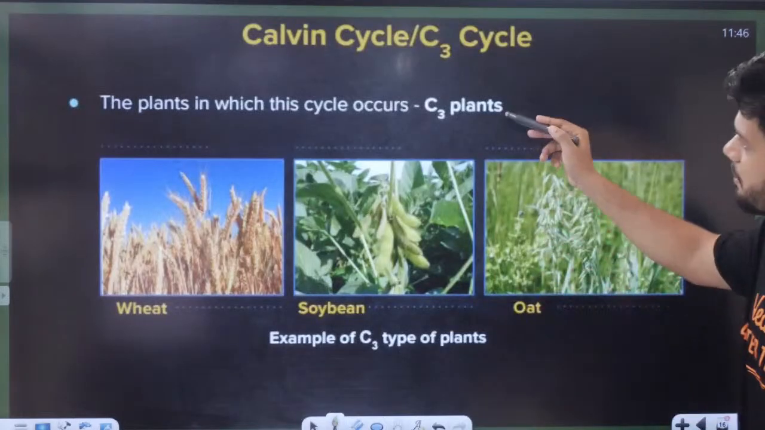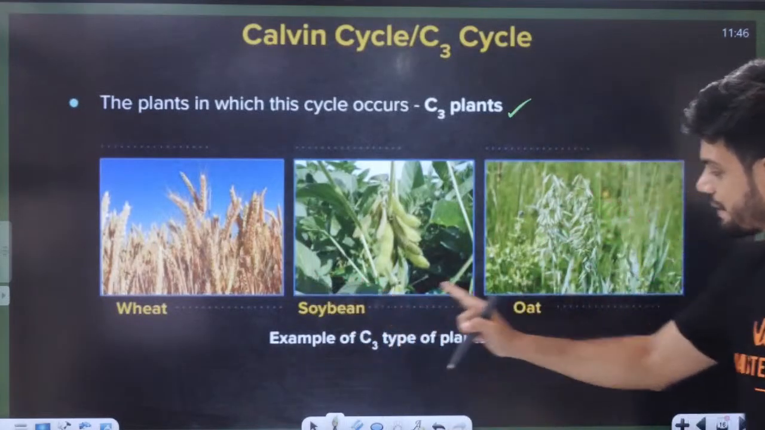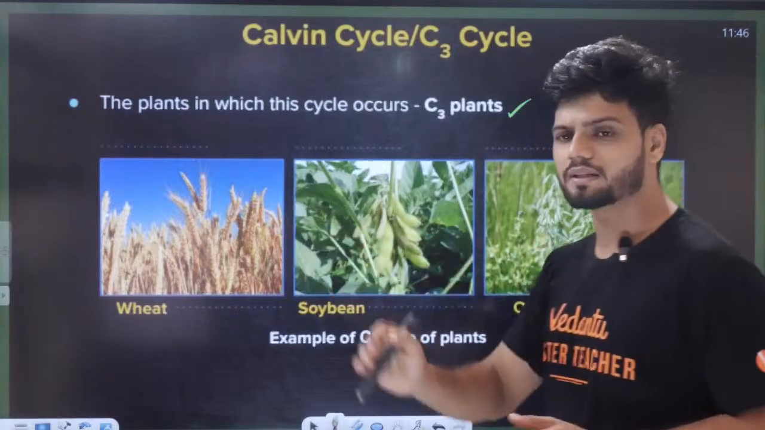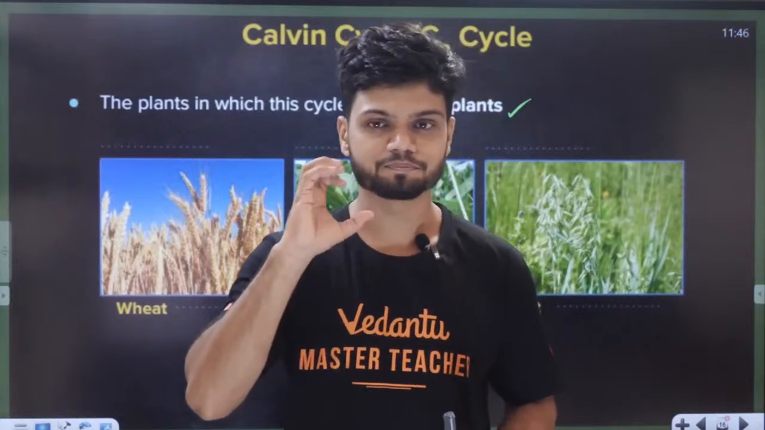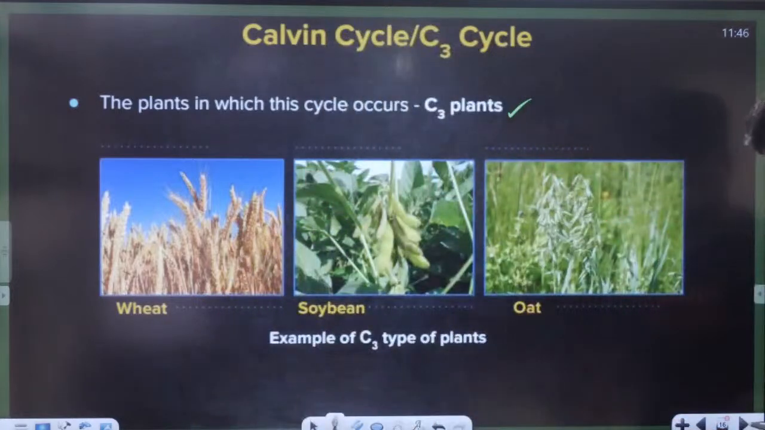Okay. Now, these are examples of C3 plants, that is your wheat, soybean, oats. In all of these plants the C3 cycle takes place. Done.